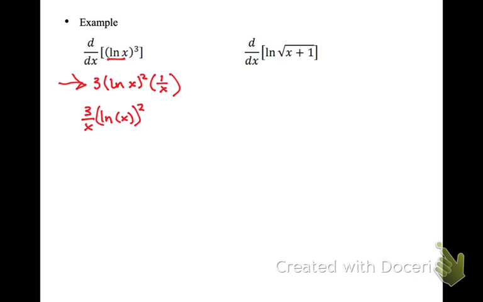What do you gotta do next on the next one? Product? No. How do we need to rewrite that square root? Well, x plus 1 to the half. Okay, so we're gonna have the chain rule of the natural log of x plus 1 to the 1/2, right?